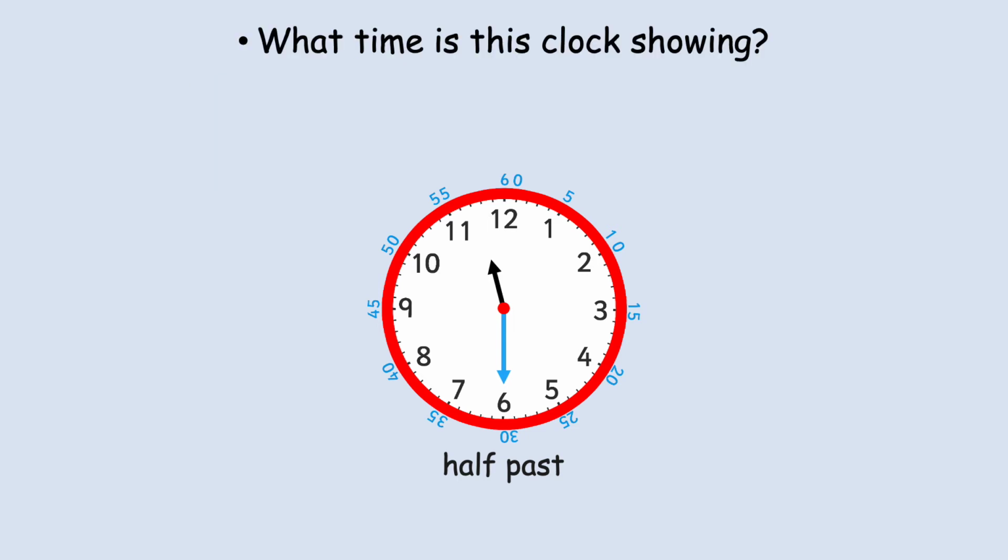What time is this clock showing? Where is the big hand pointing? The big hand is pointing to the 6, isn't it? Which means it's half past.